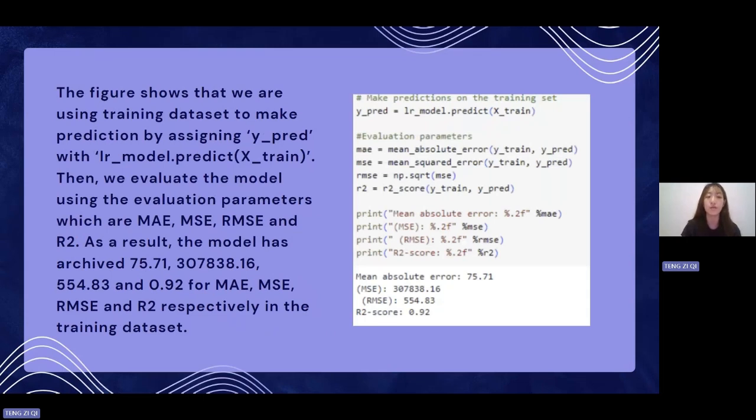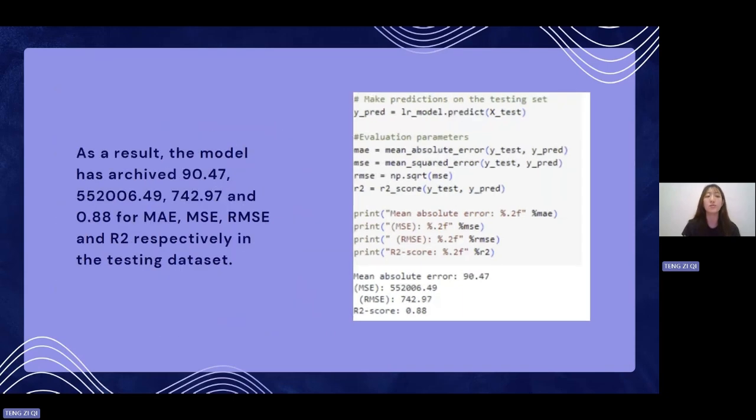Then we evaluate the model using the evaluation parameters, which are MSE, MAE, RMSE, and R-squared. This is the result of MAE, MSE, RMSE, and R-squared in the training datasets. Similarly, this is the result of MAE, MSE, RMSE, and R-squared in the testing datasets.